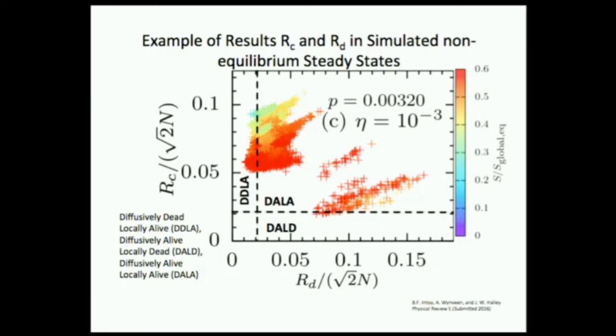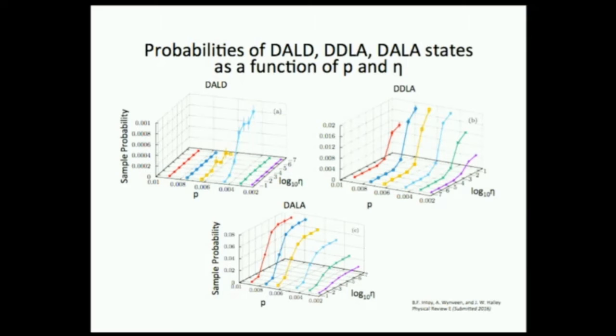So now with this, we can start forming probabilities. Here I have the probabilities of forming these three states, which are the height axis on all these plots, as a function of P and eta. P is the width axis, and eta is the depth axis on all these plots. Some things to note: the probability of forming these DALD states is very low compared to the others, and we get similar results with the single site model for the DDLA states.